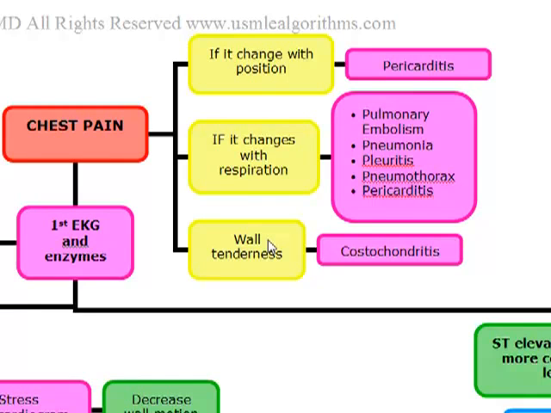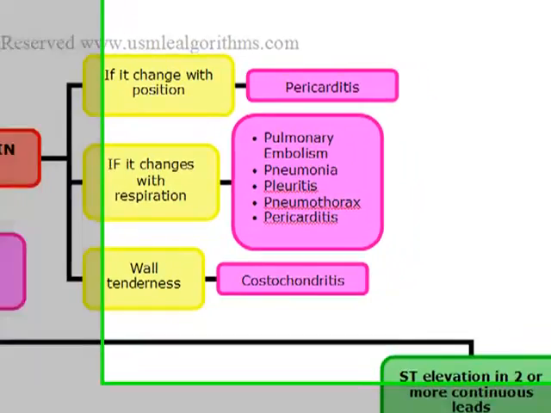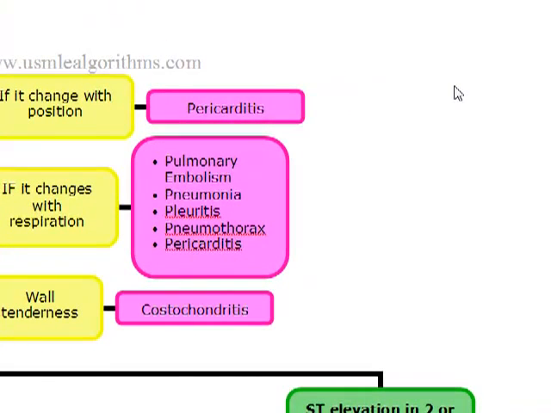Remember, enzymes include things like myoglobin, CKMB, and troponin. Myoglobin is the first enzyme to come up. CKMB is the best to detect reinfarction, and troponin is usually your best overall test. Now, if your cardiac enzymes are positive, you have to hospitalize these patients immediately, okay?